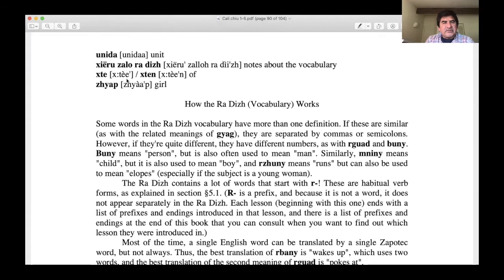And then notes about the vocabulary. Sheros el horadish. Sheros el horadish. You can either say ste or stand. There is no difference in those two. Some people just choose one or another. Okay, so you can use either one of those.